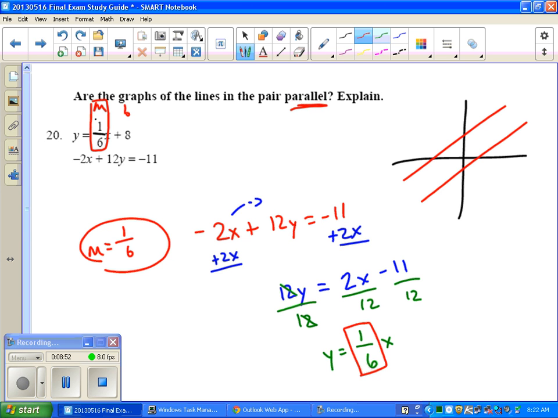It says, are they parallel? Your answer to this question would be yes. Then it says to explain why. And you could say because they have the same slope. Simple as that. Yes, same slope. Had it been no, had it been a different value, you would say no, different slope.